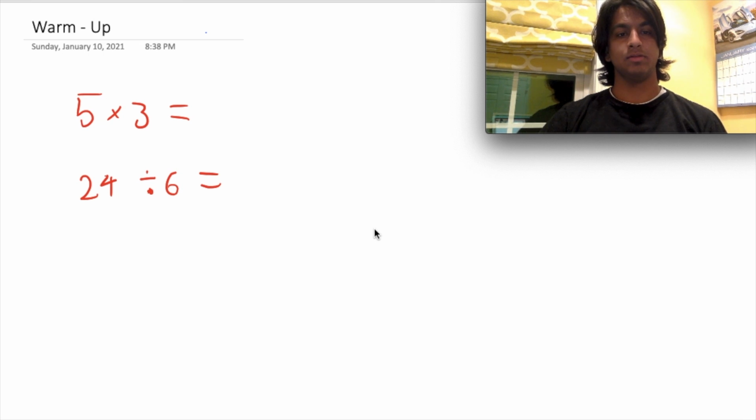Hope you're doing well. Today we'll be multiplying and dividing with negative numbers. So let's do a quick warm up before we get in. So what's 5 times 3? That is 15. And then 24 divided by 6, that is 4.